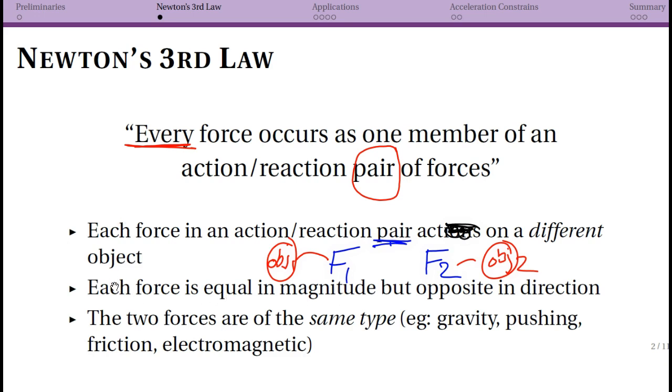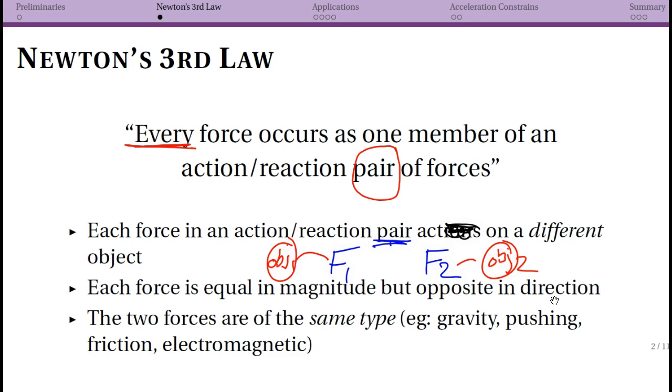Each force in this pair is equal in magnitude, but opposite in direction. I'm saying each here, but I mean each of two. It's a pair. So it's equal in magnitude, opposite in direction. And so this is where you can just plop a minus sign in front of the vector, because that's what minus signs on vectors do. They preserve the magnitude, but flip the direction.